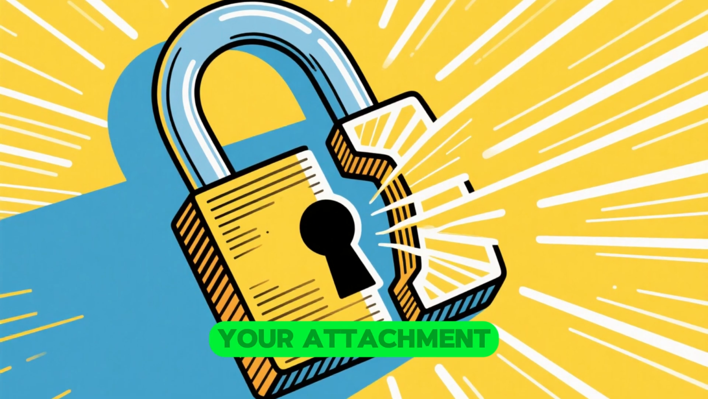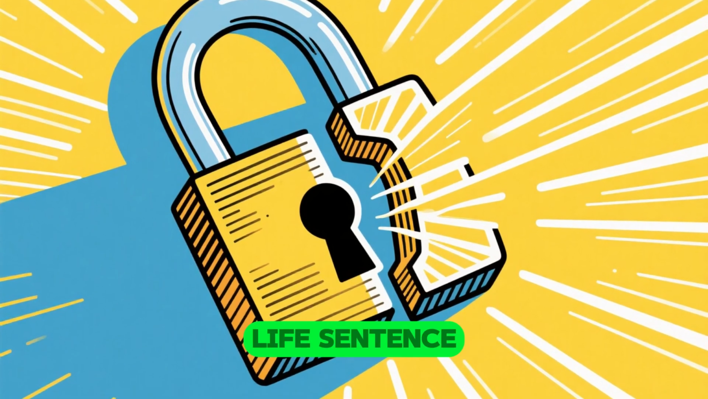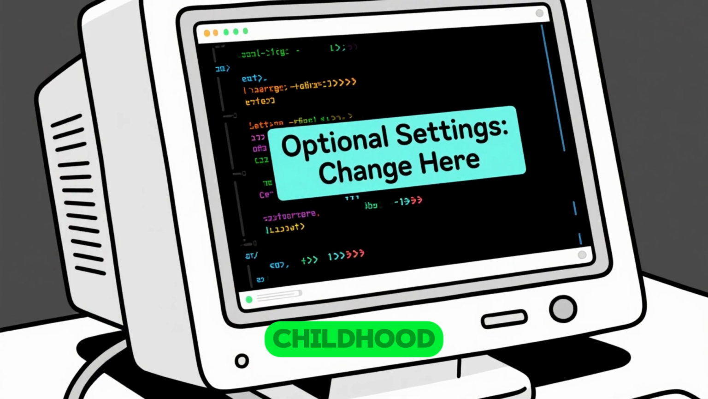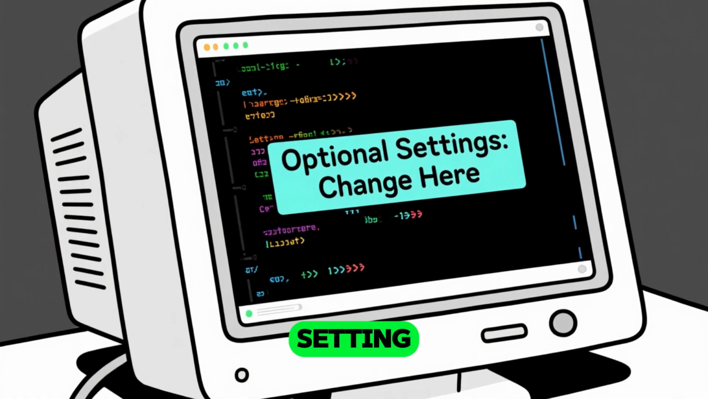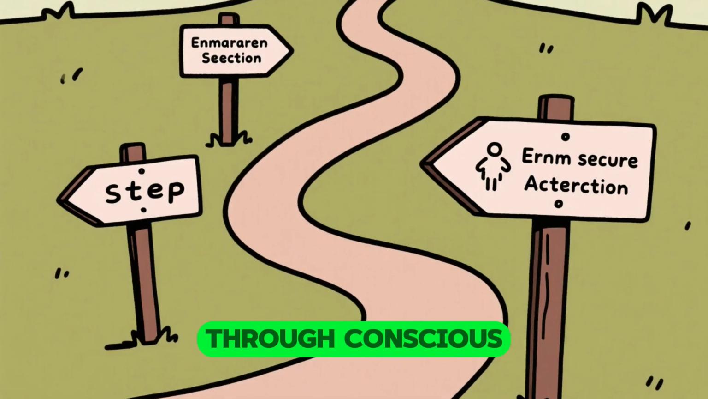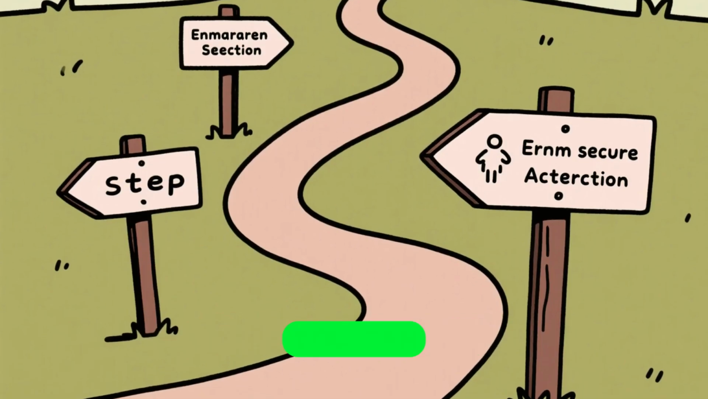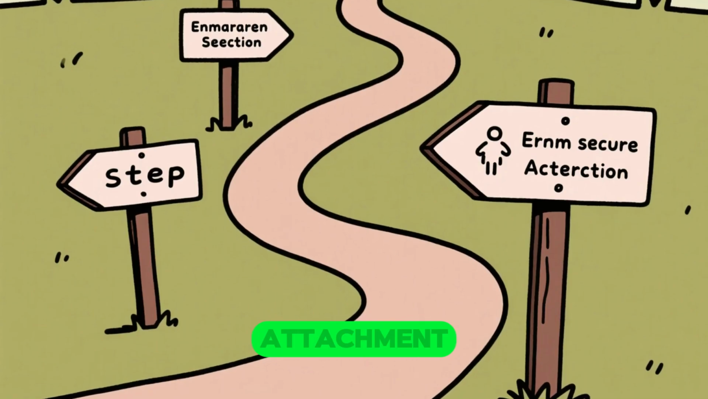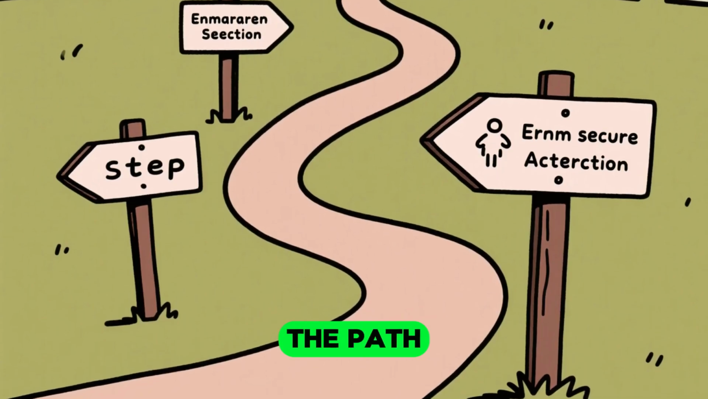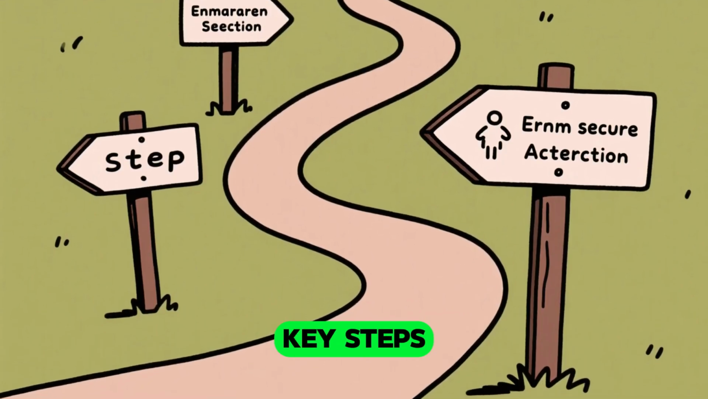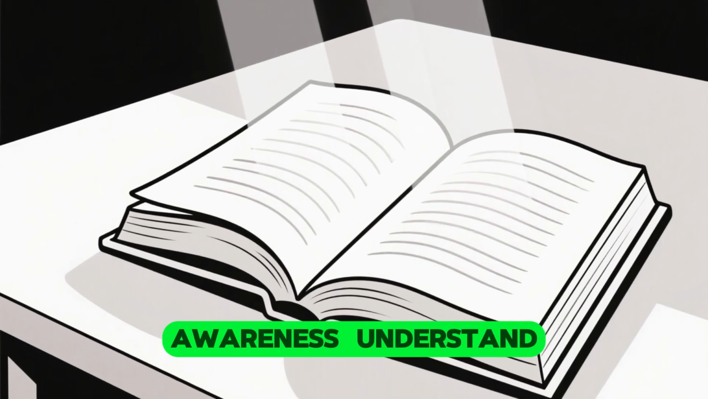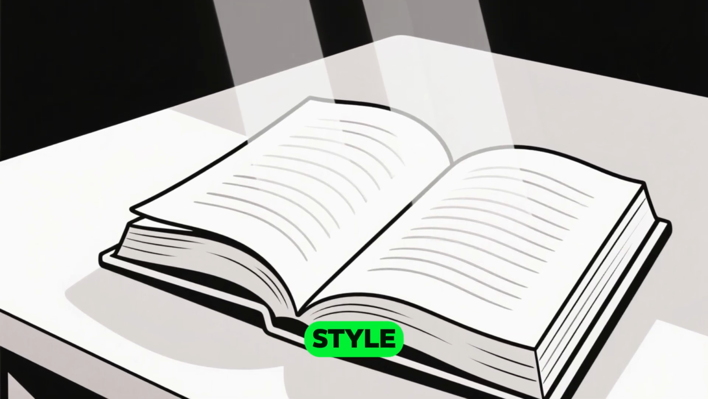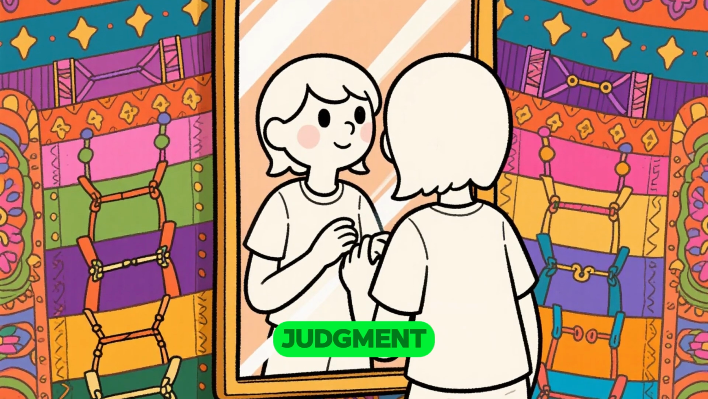As promised, your attachment style is not a life sentence. The code written in childhood is just your default setting, not your destiny. Through conscious effort and new experiences, you can develop an earned secure attachment. The path involves 3 key steps. First, awareness. Understand your own style. Recognize your patterns without judgment.